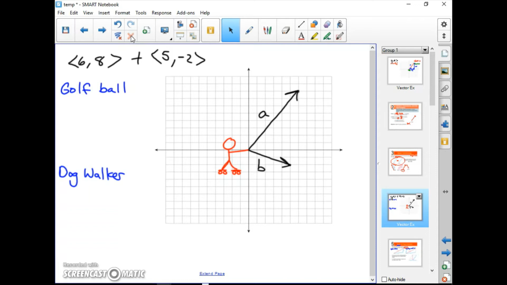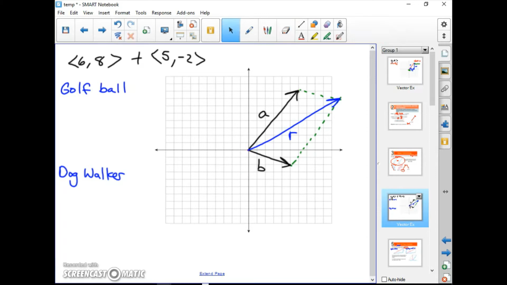Okay? If we want to find the resultant, what we're going to have to do is draw a parallelogram. Draw a parallelogram, and the resultant force goes from the starting position to the opposite corner. That's the resultant force. Okay? So that's what we're going to do. Every time we see a dog walker problem, we're going to draw something that looks like that. We have to draw the parallelogram and draw the vector connecting the initial corner to that opposite corner of the parallelogram.